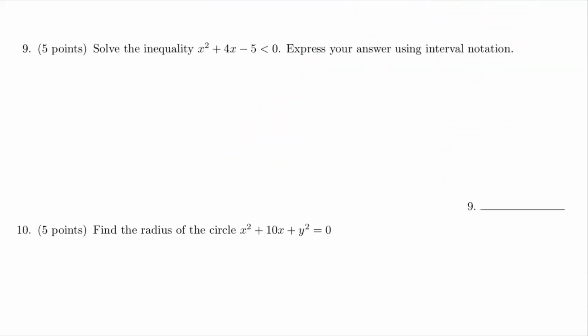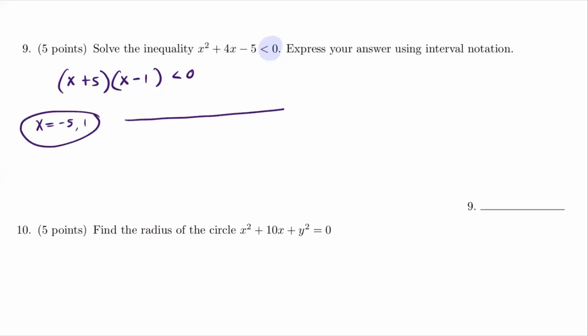For problem 9, we're going to be solving this nonlinear inequality. We always want to make sure one side is 0. So this is good. Next thing you want to do is factor. So I can factor the left-hand side as x here, and then I need two numbers to multiply to -5 and add up to 4. So that will be +5 and -1. So those are the numbers. So our zeros for this inequality will be x equals -5 and 1. So these are the zeros.